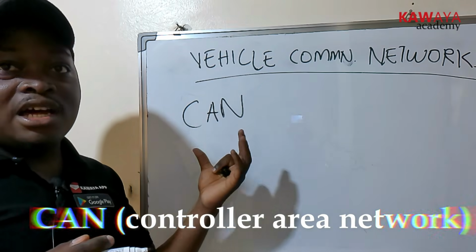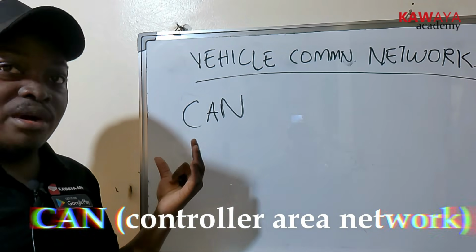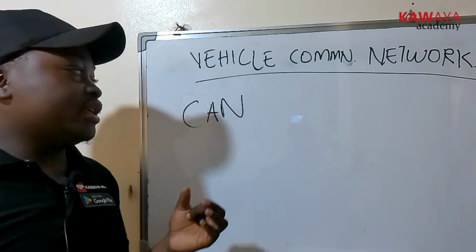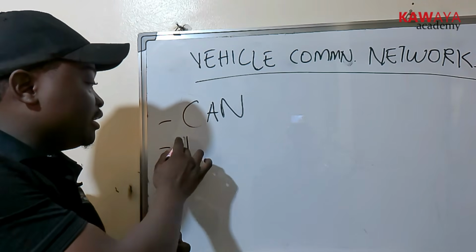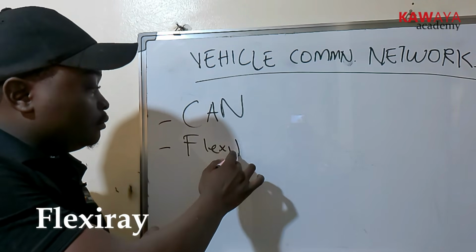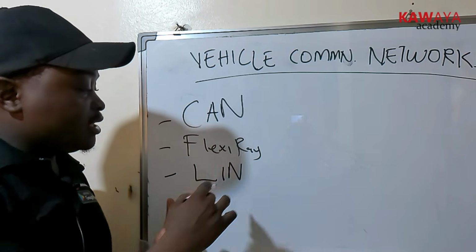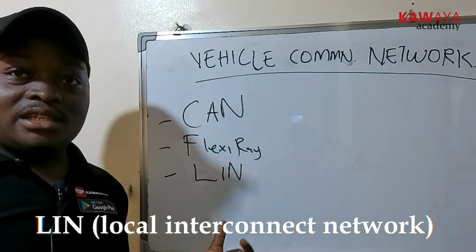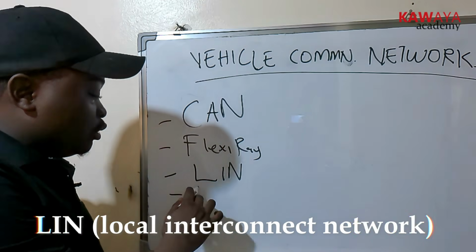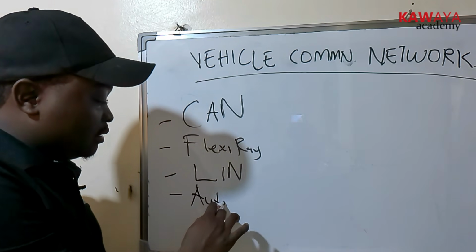This is controller area network. I'm sure most of you have heard of this. We have FlexRay. We have LIN, this is local interconnect network. We have automotive Ethernet.